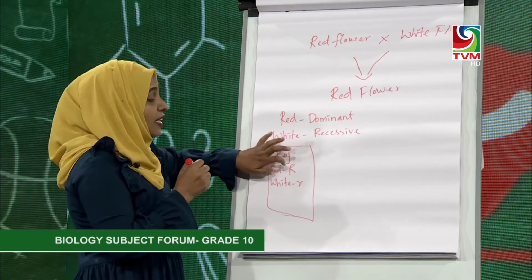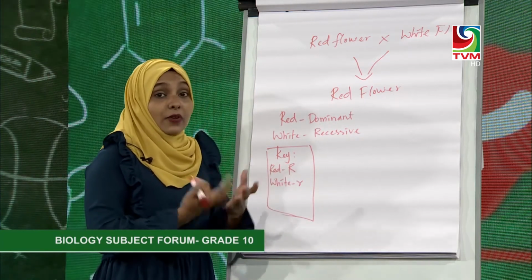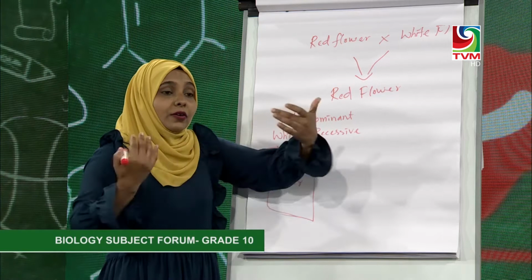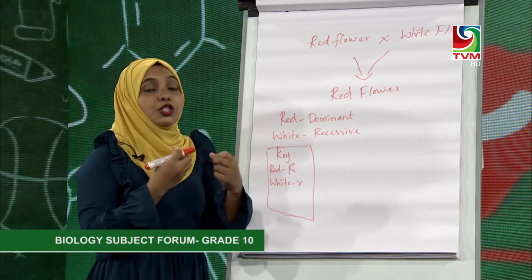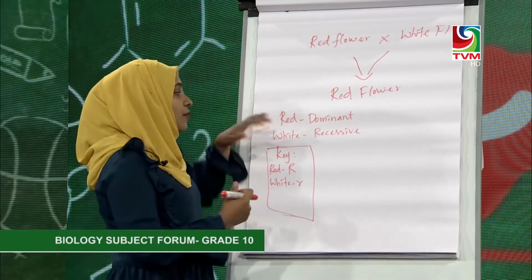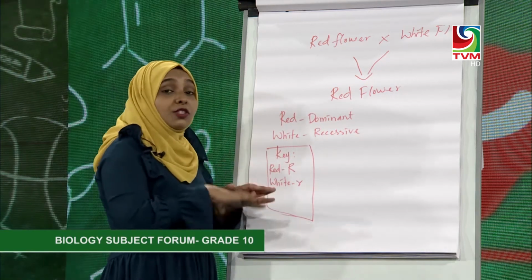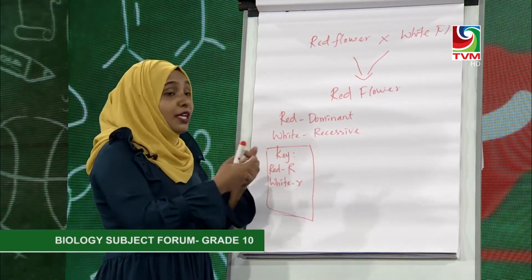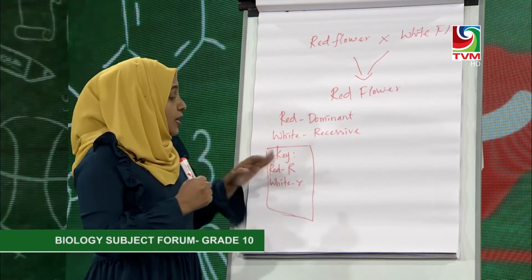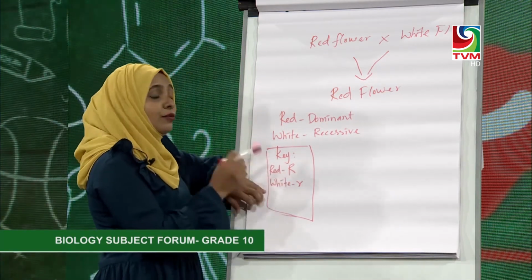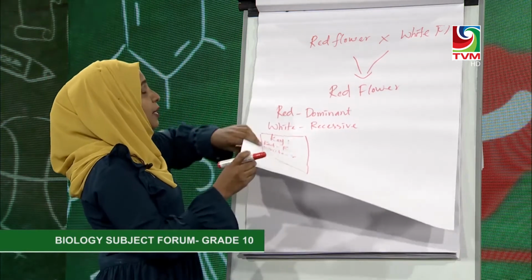Here, capital R represents the dominant allele, and the simple r represents the recessive allele. When two contrasting traits are crossed, the one that gets expressed in the first generation is the dominant trait, and the one that gets suppressed is the recessive trait. Here, red is expressed in all the offspring, so it is the dominant trait, and white got suppressed. The dominant trait is due to the dominant allele, and the recessive trait is due to the recessive allele. So the dominant allele is capital R, and the recessive allele is simple r. Let's draw a genetic diagram.